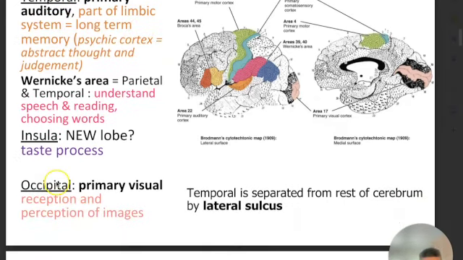Occipital area, primary visual area. Sometimes people get hit in the back of the head, and then they go blind, because that is the primary visual area.